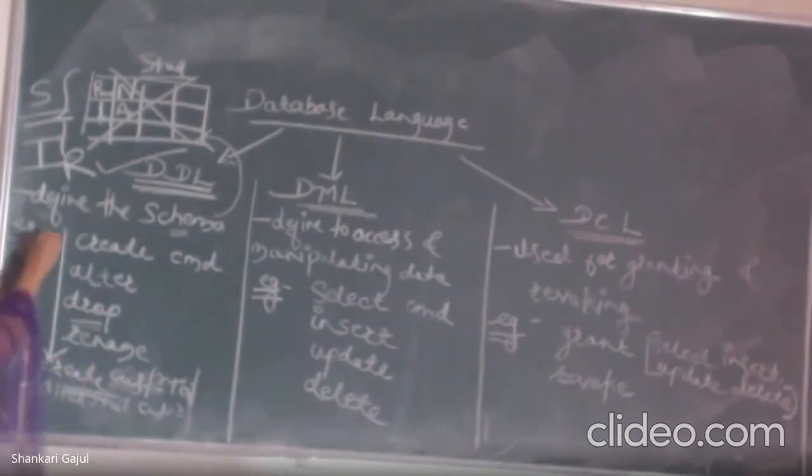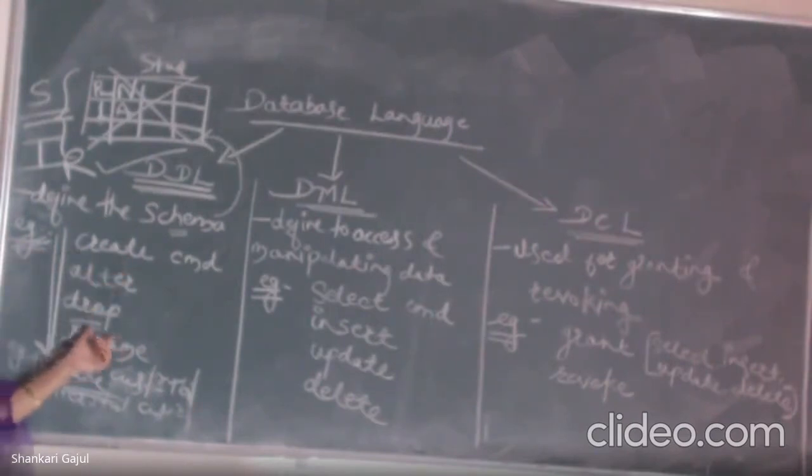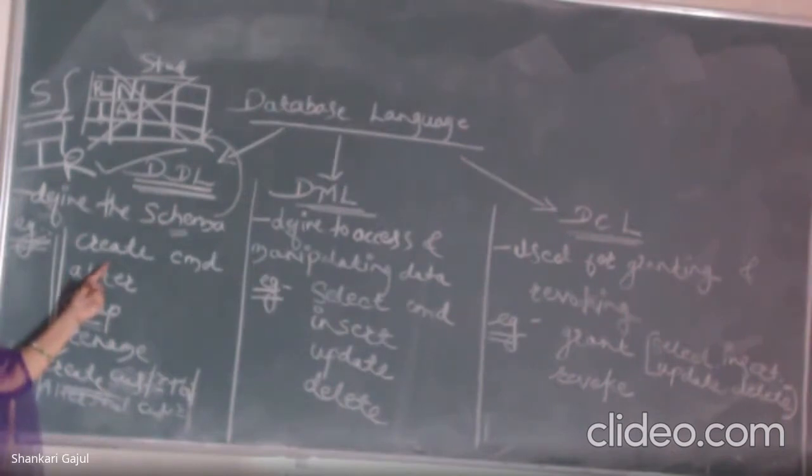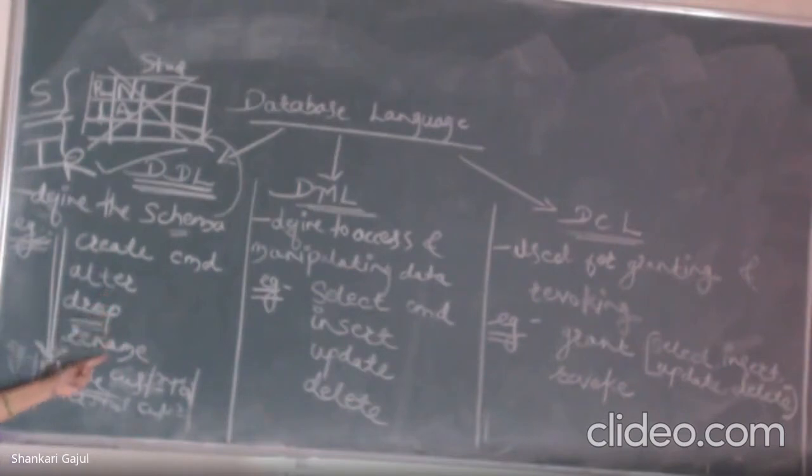Okay. So these are the data definition language. So this is used for defining the particular schema in a database. Okay. So these are the examples. By using this command, you can define the schema in a database system. So create the table into the database. Alter is to modify the table into the database. Delete the table and rename the table. Okay. So this is for the data definition language.